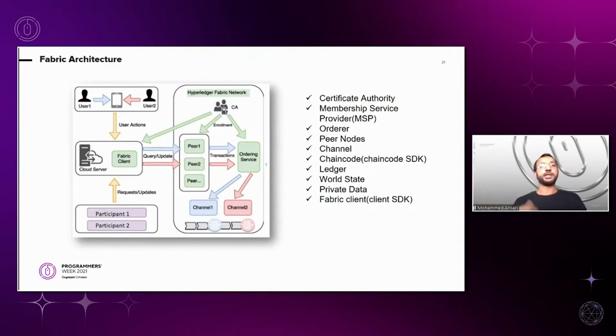And there's something called a channel in this Hyperledger Fabric architecture. Now, this channel is something that addresses the privacy concern of the enterprises. Enterprises don't want all of their data to be public to all the participants. And that's where the channel comes into the picture.